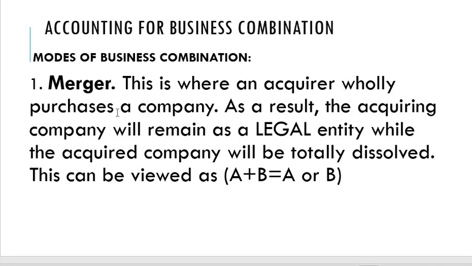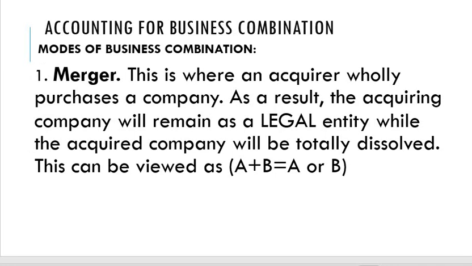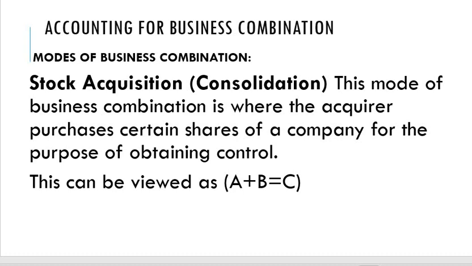If it's A plus B is equal to A, then A is the acquirer and B is the acquiree. A will remain as a legal entity, the surviving company, and B will be dissolved. If it's A plus B is equal to B, then B is the surviving entity or the legal entity, and A is the acquiree, the one that will be dissolved. Okay. The other one is a stock acquisition.